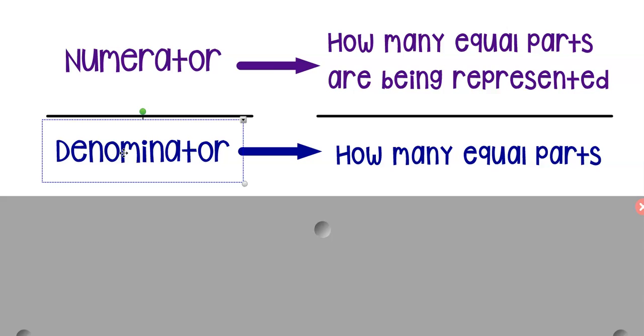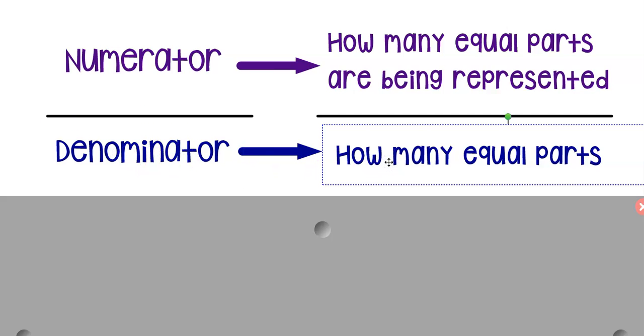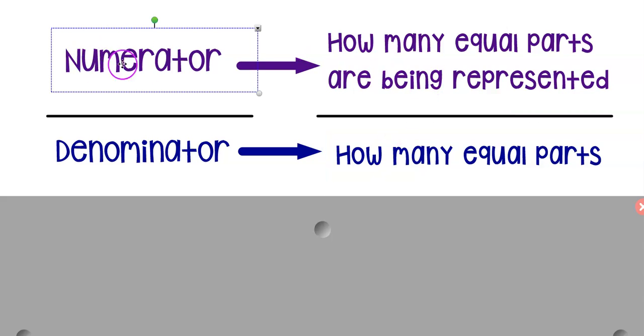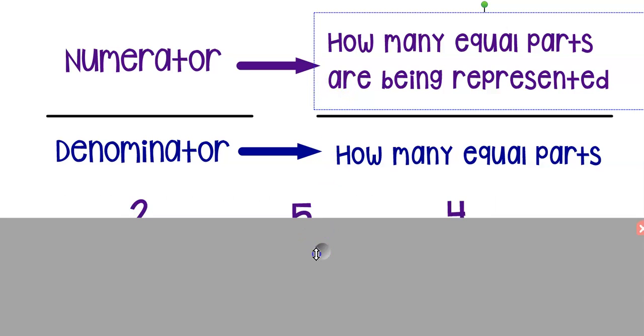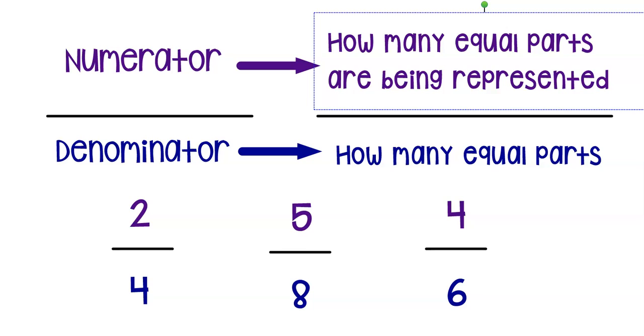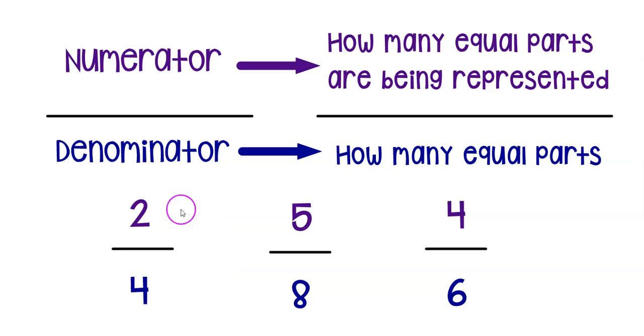So the denominator is how many equal parts that shape is split into. The numerator is how many equal parts are being represented, or how many of those equal parts are shaded in. So if we take a look here at our fractions down below, we have 2/4. So if you're looking at the fraction here, 2/4, the denominator is 4 and the numerator is 2.